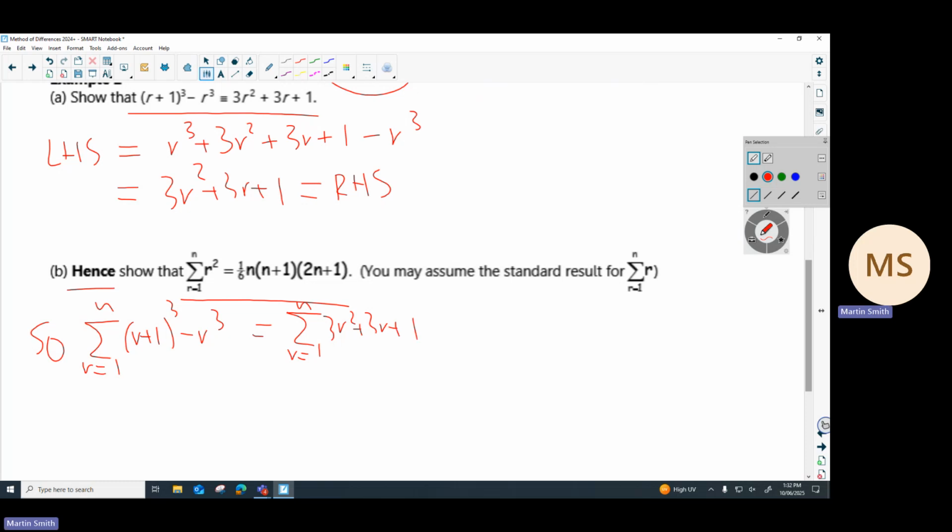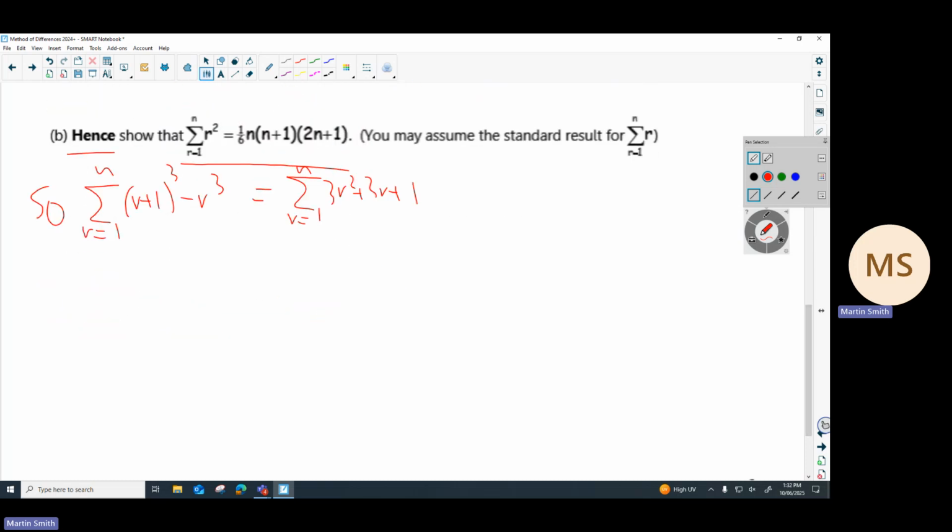Now what I'm going to do is rewrite both of these. The left-hand side I'm going to simplify by using the method of differences. The right-hand side I'll expand later. So can I first of all deal with the left-hand side of this? Can I deal with this expression here? So the sum from r = 1 to n of (r+1) cubed minus r cubed. I'm going to use my method of differences approach.